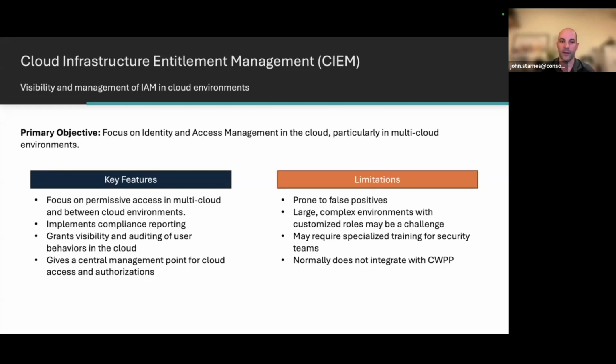So if I run a PCI environment or a HIPAA environment, this is a capability I really want to make sure I have so that I can prove to auditors who has access, what they're doing, that people weren't doing the wrong things inside of an environment.